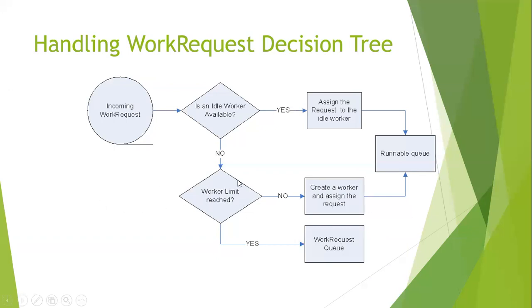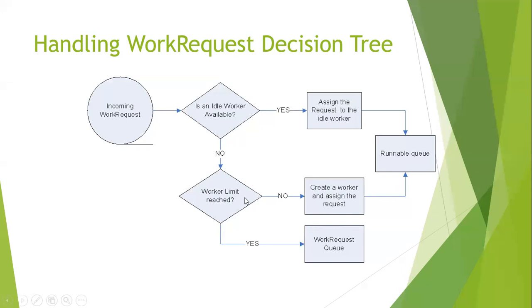It will check whether any worker limit has been reached. If no worker limit has been reached, create a worker and assign the request. Let's say for example, the worker limit is not reached, but we have only 300 threads created. Then a new worker will be created and placed in the worker pool, and that worker will be assigned to the task. Then it will be placed in the runnable queue. As I told you, whatever threads are running on the CPU should come from the runnable queue, right?